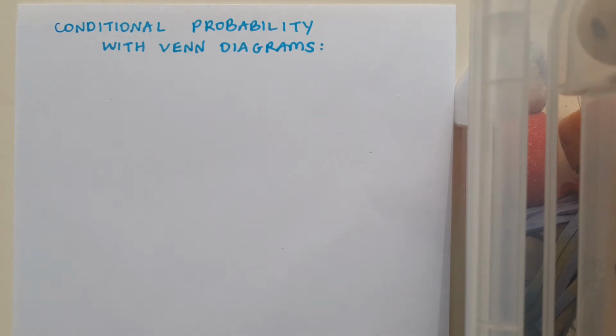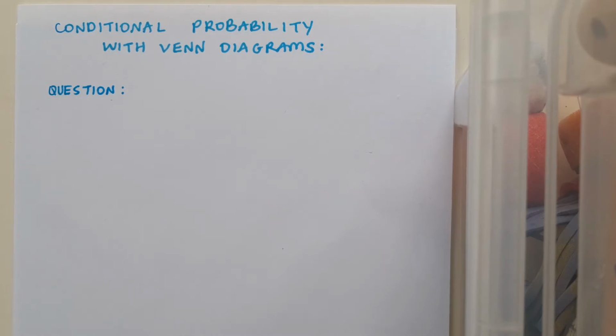This video is on probability with Venn diagrams with a focus on conditional probability. So I'm going to start from the very beginning with Venn diagrams with a description of a scenario, which we're then going to draw a Venn diagram for, and then convert it into a Venn diagram for probability.